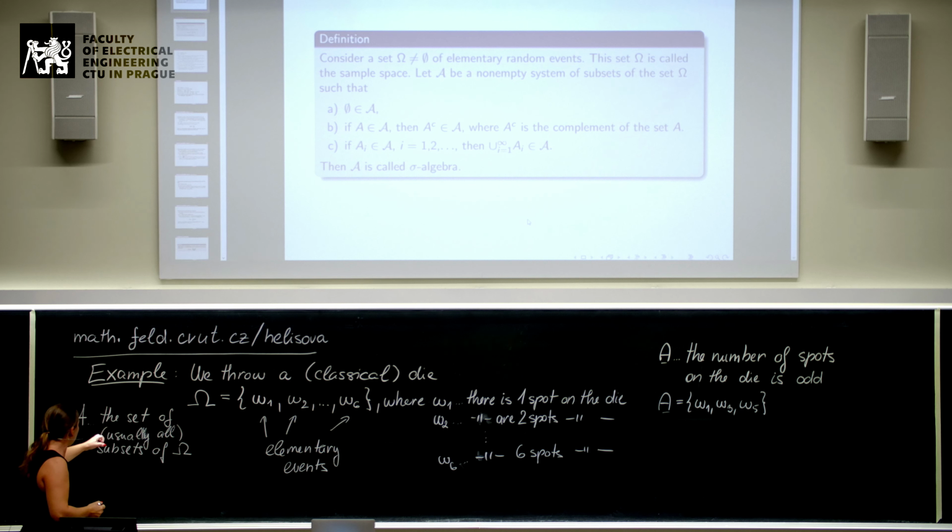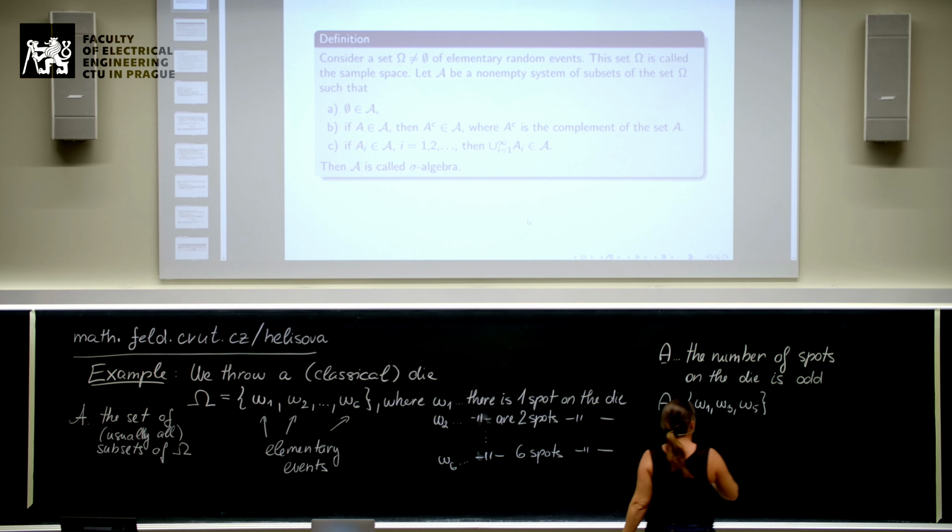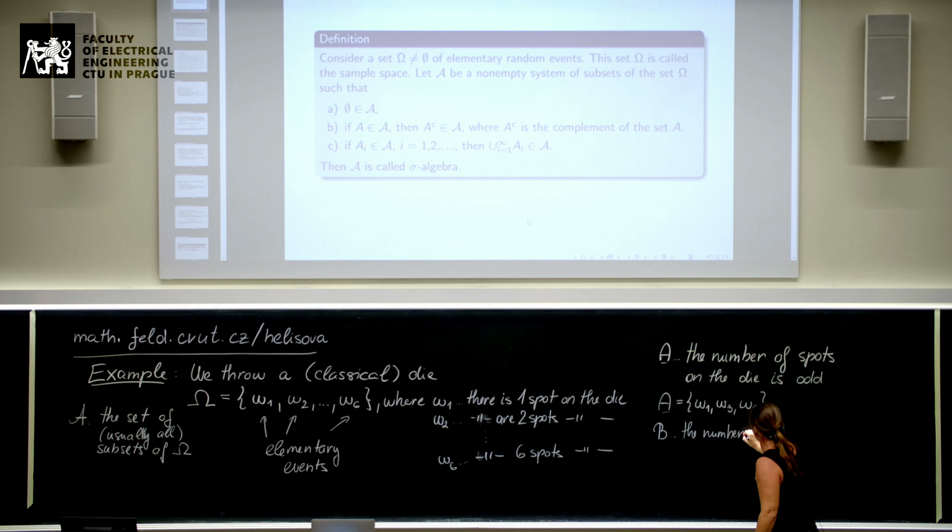So, why do I write usually all? It is natural to consider all subsets. In order, we can consider such events like the number of sets is odd. For example, B, the number of spots is less or equal to 2, and some other events.